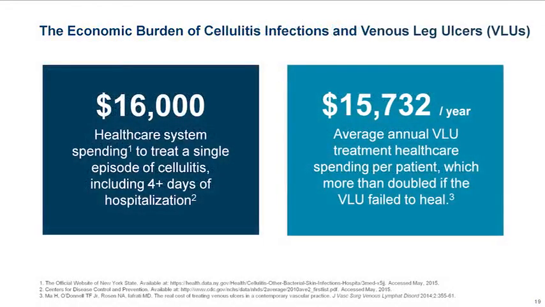Another study that demonstrates the economic burden of cellulitis infections in venous leg ulcers demonstrated healthcare system spending for a single episode of cellulitis, including 4 days of hospitalization, was approximately $16,000. If we evaluate total cost per year for a venous leg ulcer, it's approximately $15,700 and can more than double to $30,000 to $35,000 for those venous leg ulcers that fail to heal.